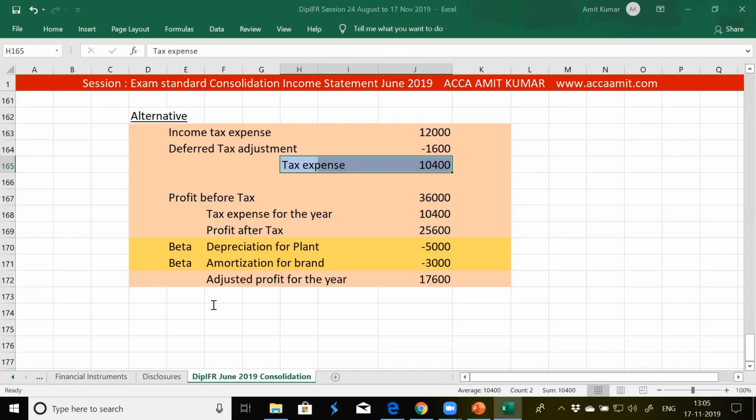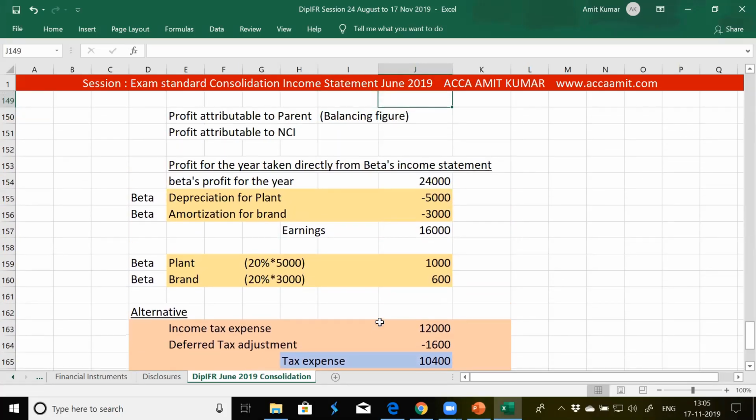The profit before tax is given to us as 36,000. Now, according to us, the tax expense should be 10,400. So profit after tax is 25,600. But this is without the adjustment of depreciation for plant and brand. So adjusted profit for the year turns out to be 17,600, which alternatively we can do directly from here. Beta's profit for the year is given to us as 24,000. In this, depreciation and amortization have not been charged. So earnings are 16,000.